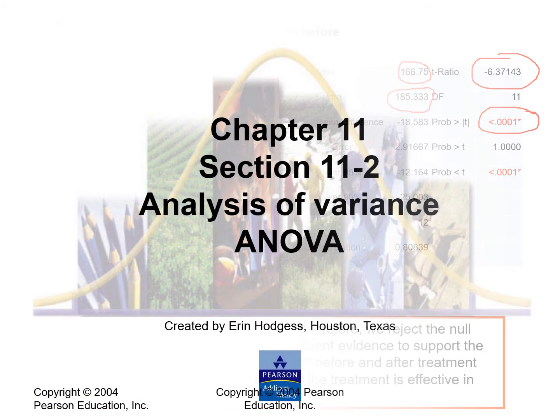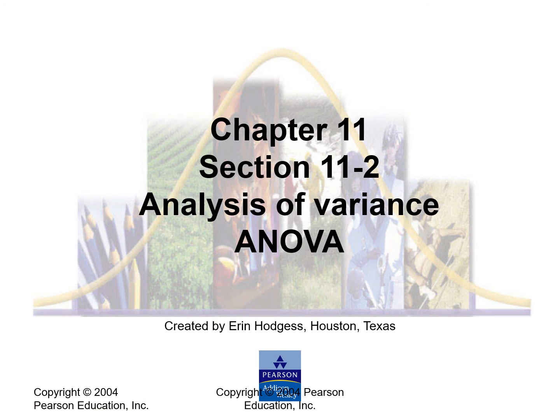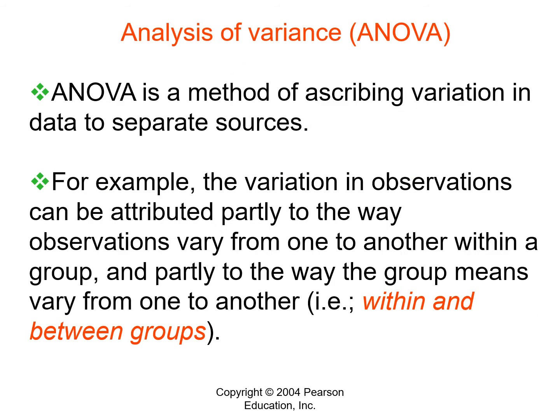Now, let us move to the third case, which is the case of having more than 2 independent samples. And as I said before, in this case, we are not going to use the t-test. Instead, we are going to use analysis of variance, ANOVA. This is a statistical method or approach used when having more than 2 independent samples.